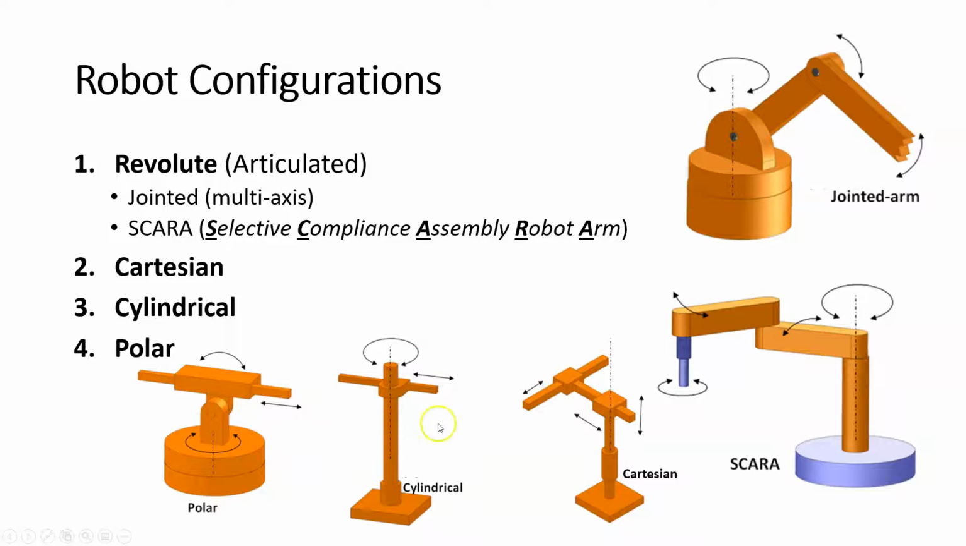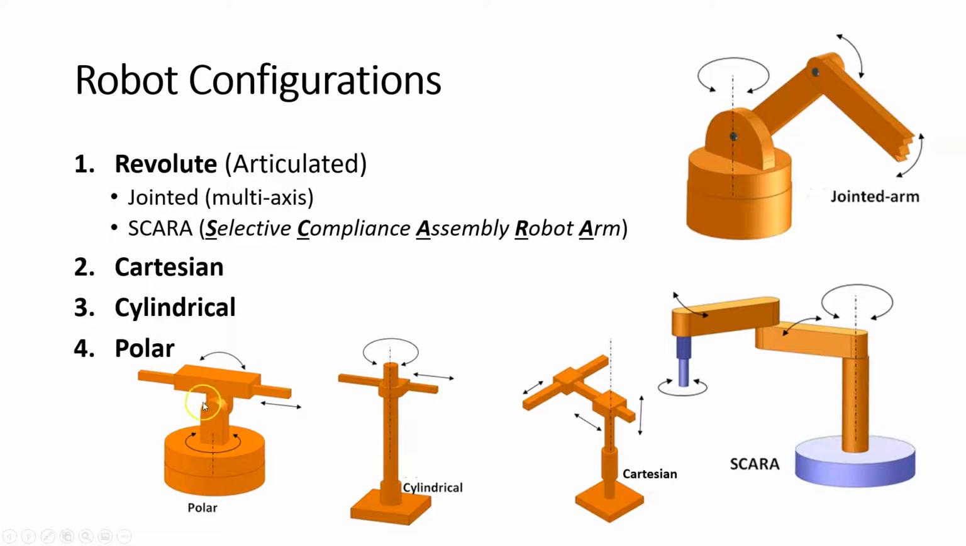Here we have a cylindrical robot, a little bit less common. And finally, we have a polar robot. Polar robot meaning, specifically the cylindrical robot is going to operate within a cylindrical zone, right? So this arm right here can move up and down, and it can rotate, and this can move in and out. So basically, it can operate within a cylinder.